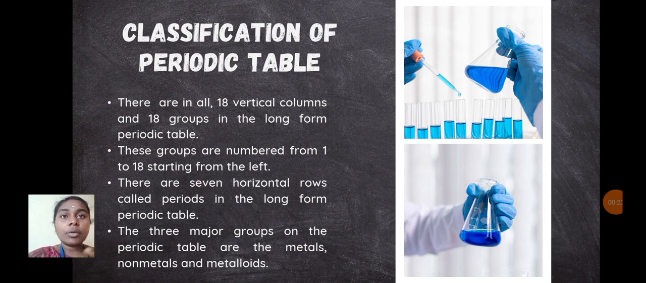Next, we are going to talk about the classification of the periodic table. In the long form periodic table there are 18 vertical columns called groups. These groups are numbered from 1 to 18 starting from the left side, and then there are 7 horizontal rows called periods. So the three major groups on the periodic table are the metals, non-metals and metalloids.